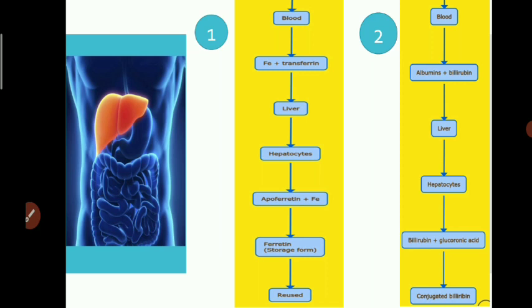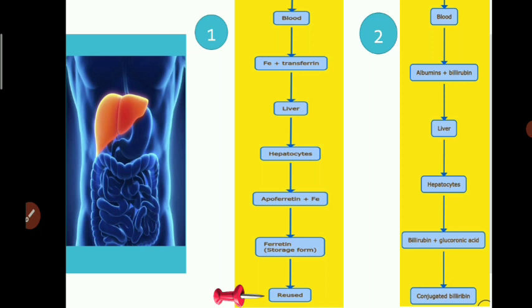When this iron is required for the formation of new RBCs, the ferritin is again broken down into apoferritin and the iron will be released. Therefore, iron is not wasted, it is retained inside the body and is reused again and again to form new RBCs.